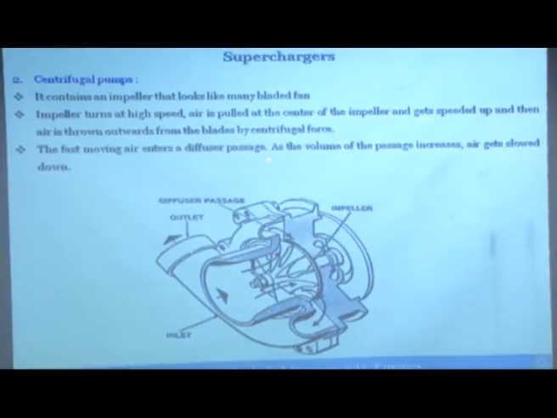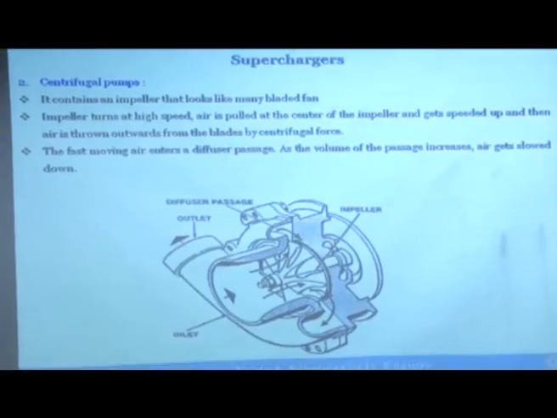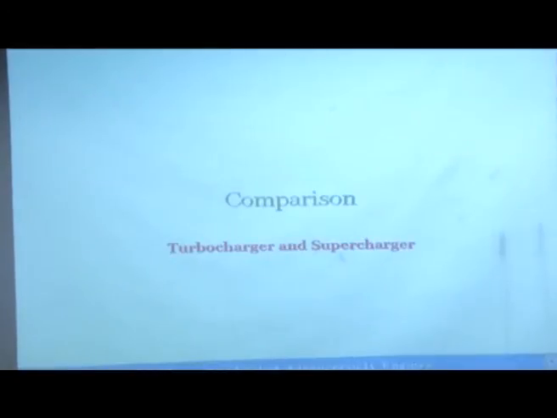So, the fast moving air then enters a diffuser passage, where the cross section is suddenly increased, and once you increase it, the velocity gets converted into pressure, and that is how you get high pressure air coming out. So, this is the diffuser, this is the diffuser passage here, and the outlet is high pressure air. So, this is very similar to the compressor that is used in turbochargers.